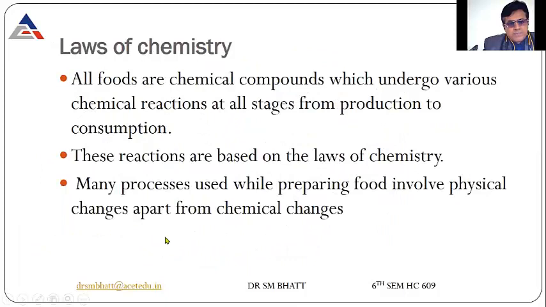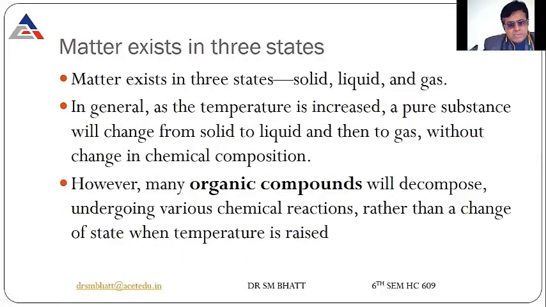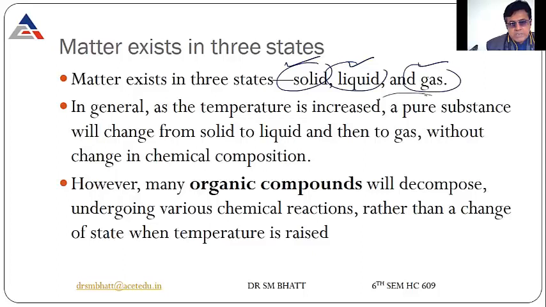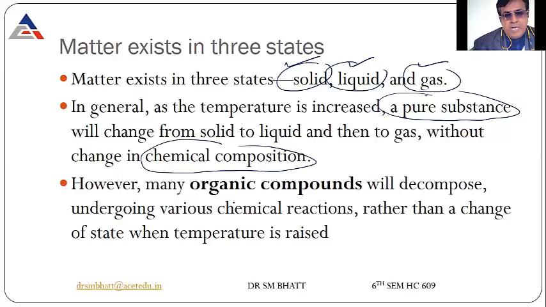Clear? So there are various laws of chemistry. Chemistry says that there are matters. Matter exists in three states: solid, liquid, and gas. And also there are two types of substance: mixture and pure substance. If it is a pure substance, then we fix properties of temperature, pH, and melting and all other things, right? But in a mixture, they have different chemical composition.